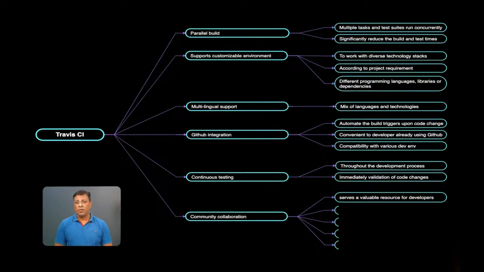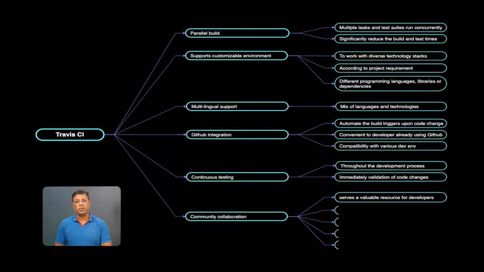Travis CI seamlessly integrates with GitHub, one of the most popular version control systems. This integration is valuable as it automates the triggering of builds upon code changes in GitHub. This close integration with GitHub makes it convenient for developers already using GitHub as their version control system.